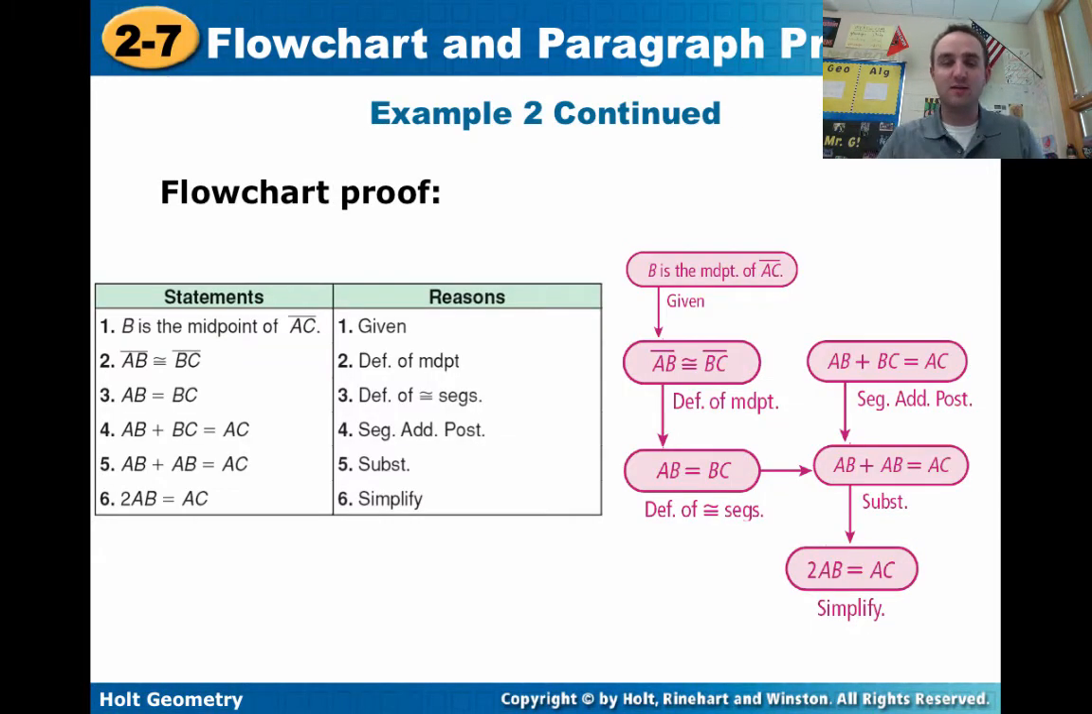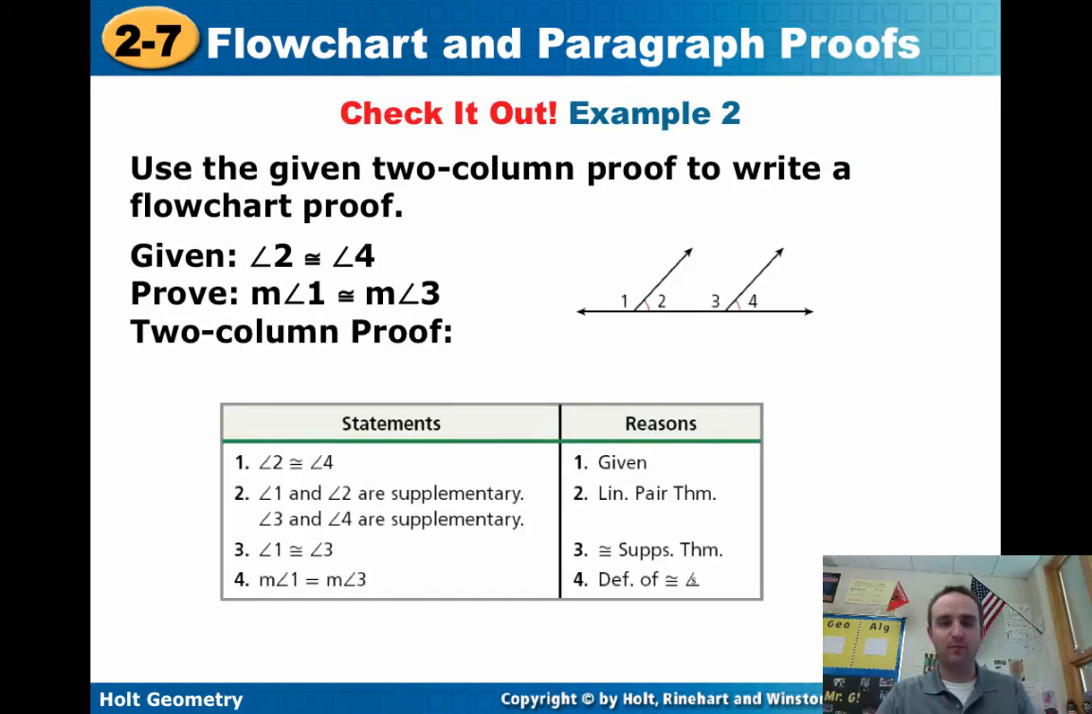Now, if we go here, this is basically what mine looked like. It's just written out completely, and this is what you should do in your work. Your statement goes in the circle, the reason goes underneath. But you'll look, it's the same exact kind of pattern that I had from before. So there's how to take a 2-column proof to a flowchart proof.